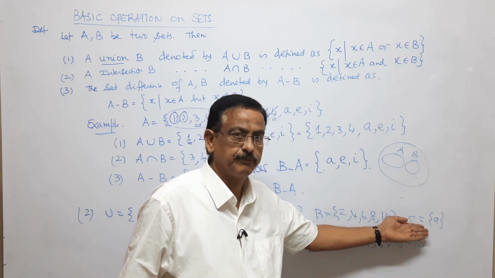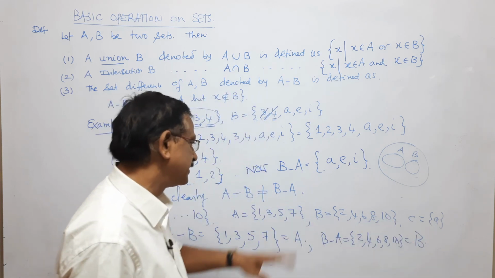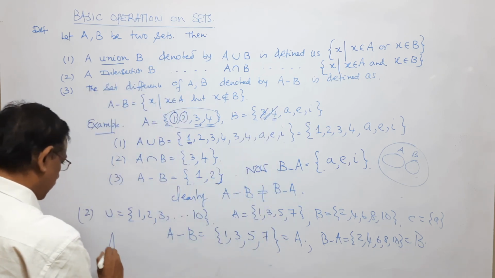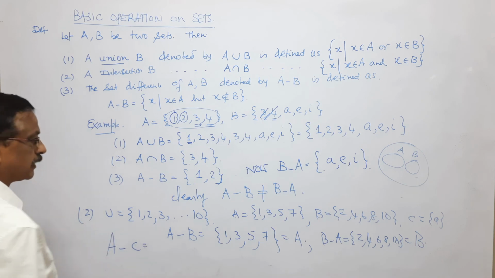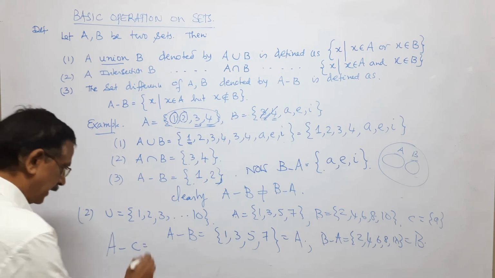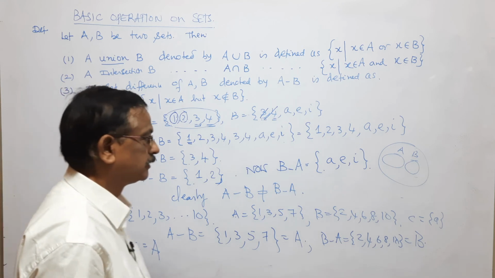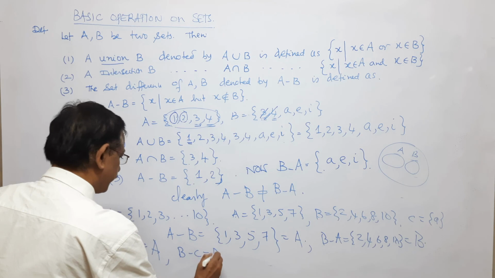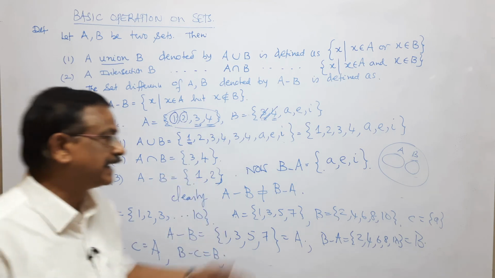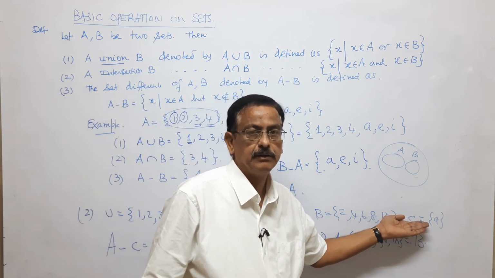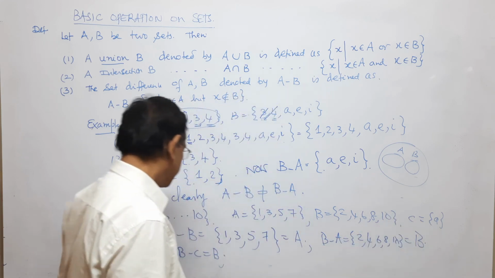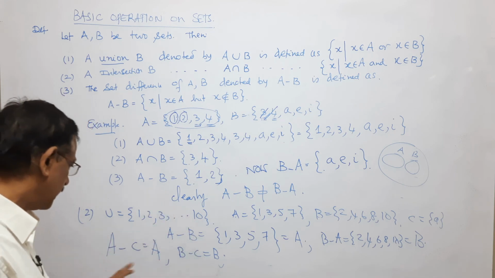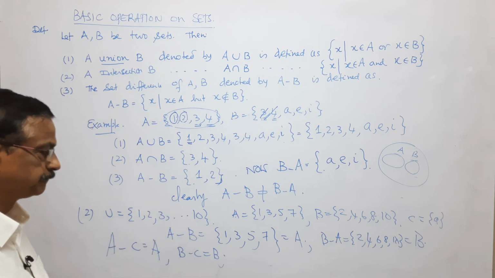What about C? Look at this. What is A minus C? Let me write down here A minus C. What is A minus C? Again A. Similarly, B minus C is B. So there is nothing to do with C when you are writing A minus B, A minus C or B minus C. Simply A minus C will become A.